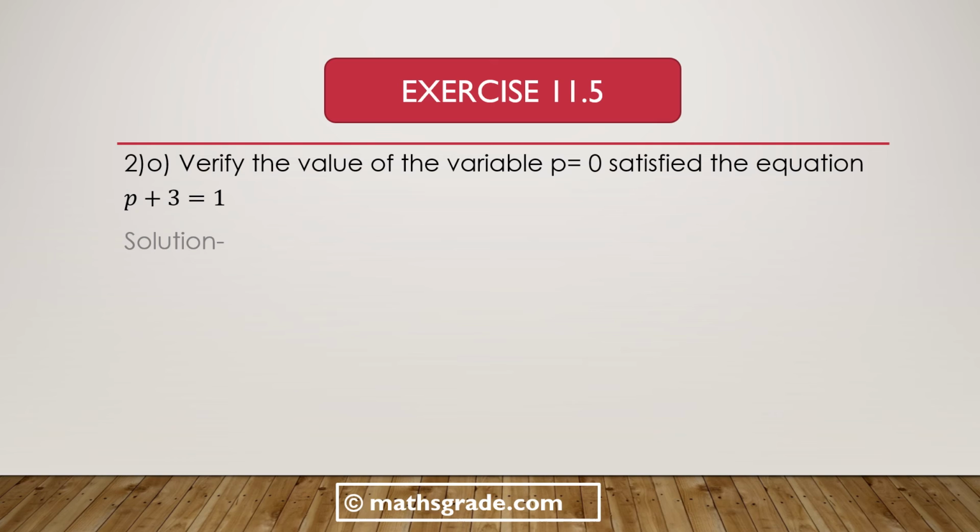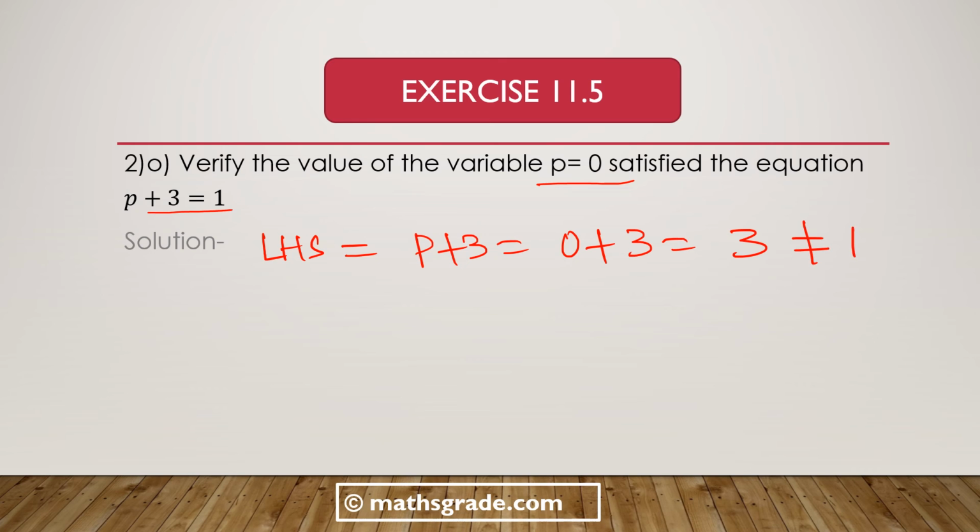Now we solve O B. Verify the value of the variable p equal to 0 satisfied the equation p plus 3 equal to 1 or not. Substitute the value of the variable p equal to 0 in the left hand side of the equation. And left hand side is p plus 3. Substitute p equal to 0. Now it becomes 0 plus 3 and 0 plus 3 is 3. 3 not equal to 1.